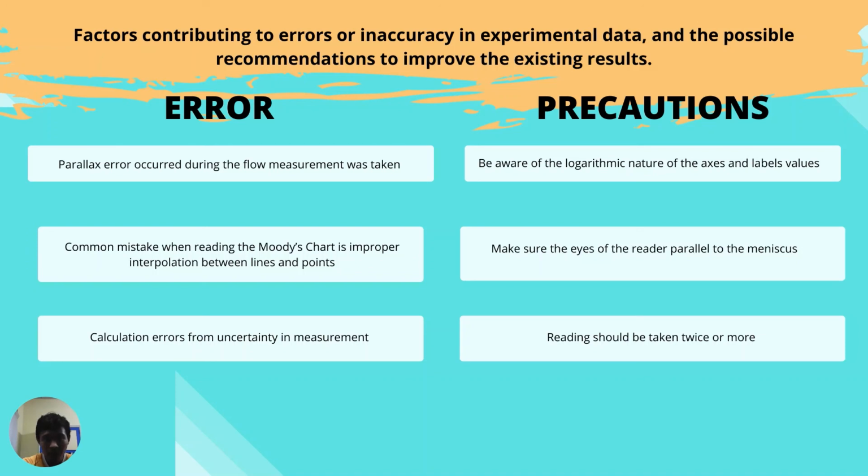Next, make sure the eye of the reader is parallel to the meniscus when we read the value of H. The last one is that readings should be taken twice or more, so that we can make sure that the value that we read is correct and accurate.